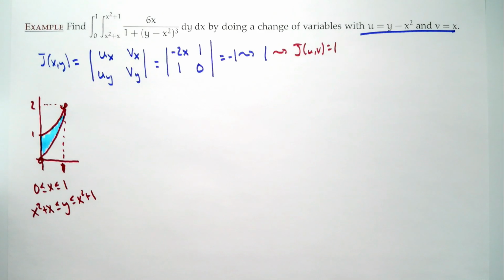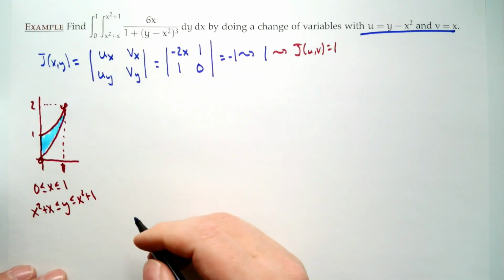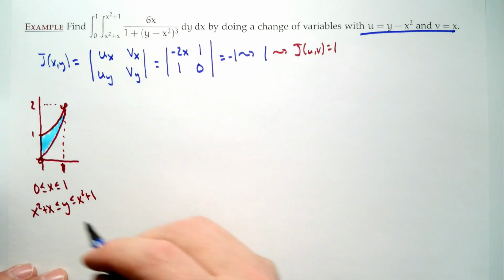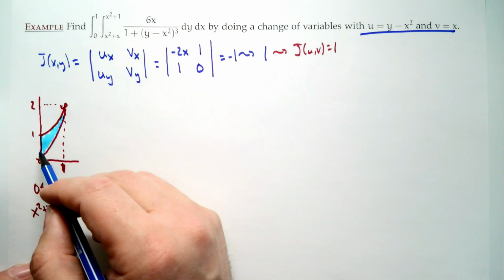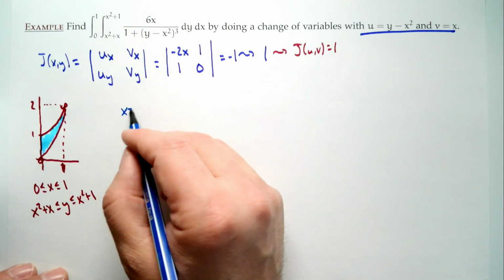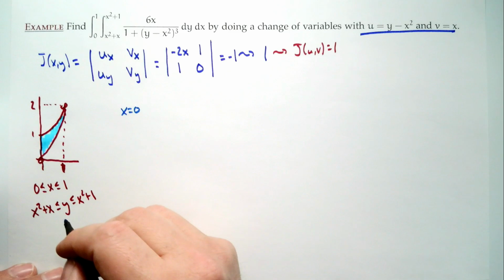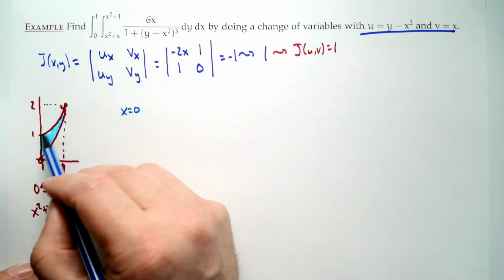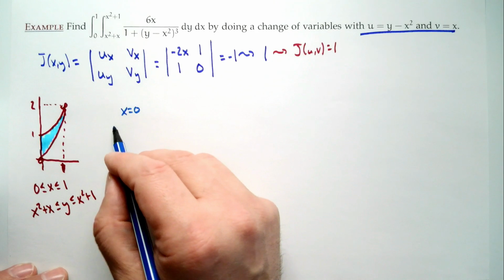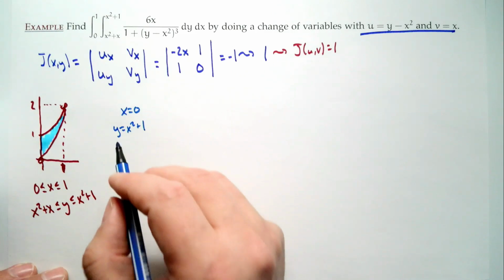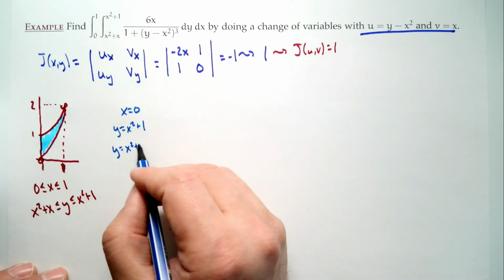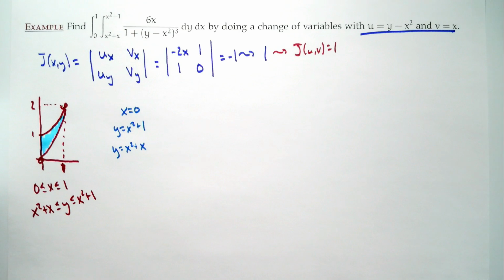Let's talk about our 3 bounding curves, because there are only 3 curves that bound this. What are my 3 bounding curves? Well, the y-axis is a bounding curve. How do I write the y-axis? X equals 0. What else is a bounding curve? The parabola, y equals x squared plus 1. What else is a bounding curve? Y equals x squared plus x. These are all bounding curves.